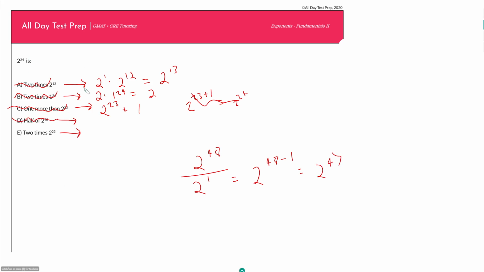Let's confirm that this is in fact equal to 2 to the 24th. So 2 times 2 to the 23rd. So that's just 2 to the first times 2 to the 23rd. We are multiplying exponents with the same base. Add the powers. 2 to the 24th. E is the answer.